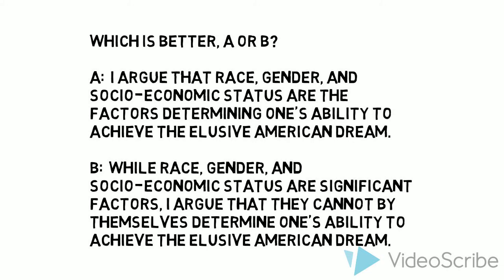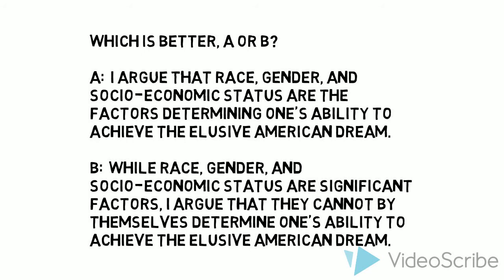A, I argue that race, gender, and socioeconomic status are the factors determining one's ability to achieve the elusive American dream. B, while race, gender, and socioeconomic status are significant factors, I argue that they cannot by themselves determine one's ability to achieve the elusive American dream. This one's tough, right? They contain a lot of similar wording.